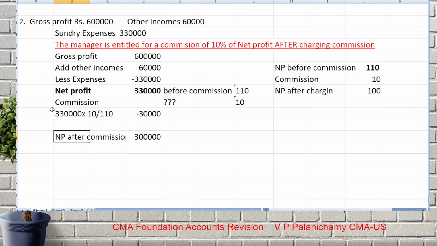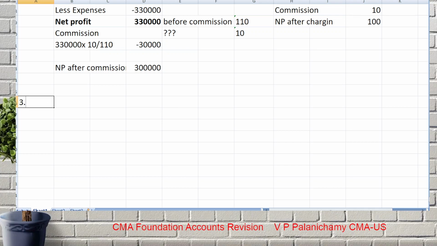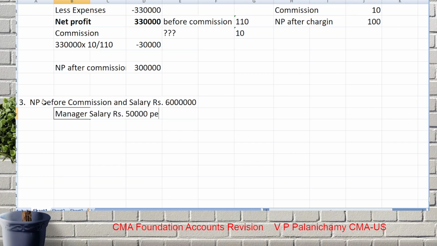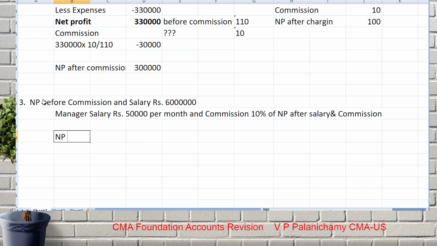Okay, do you understand? Third question, listen to it. Net profit before commission and salary rupees 6 lakhs or 60 lakhs. Manager's salary rupees 50,000 per month and the commission 10% of net profit after salary and commission. Most simple. What is the net profit before salary? 60 lakhs.